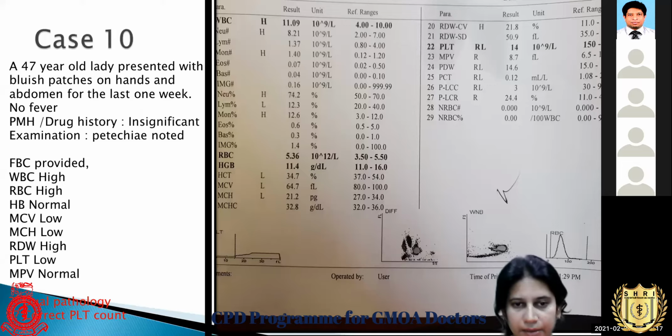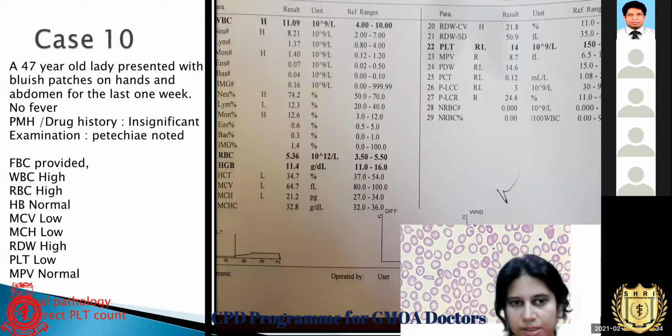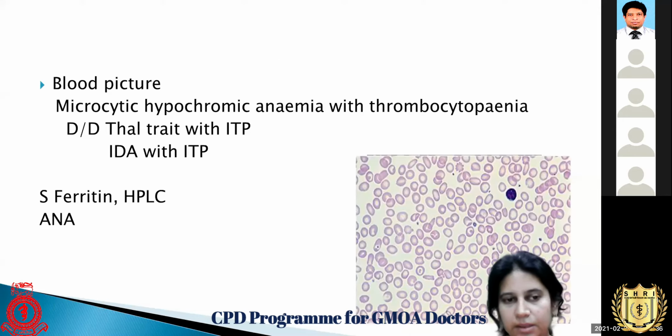So again, are you dealing with a dual pathology, with normal hemoglobin, low MCV, MCH, and thrombocytopenia? Again, you have the question whether this platelet count is correct. You repeat the sample, you get the same value, you see a blood picture, then it was reported as microcytic hypochromic anemia with thrombocytopenia. So differential diagnosis: thalassemia trait with ITP, iron deficiency, or iron deficiency with ITP.